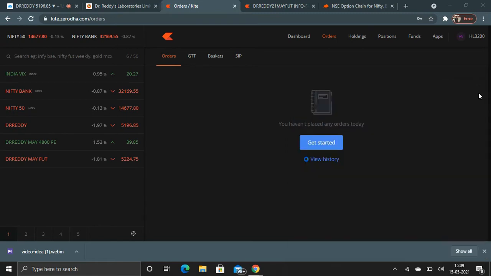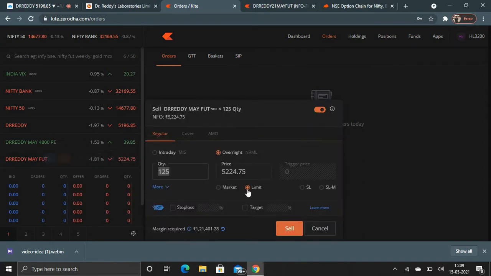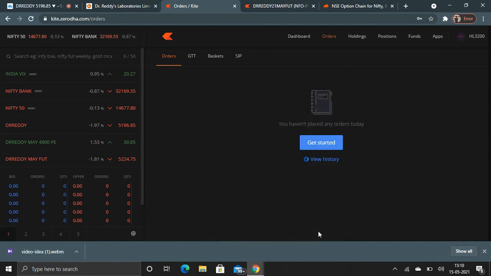Based on this analysis, we can make different strategies. That is, we can short futures. So the future price is at 5224. The spot price of Dr. Reddy share is 5196. So there is an average difference of 28 rupees premium, right? So to take one position, we have to invest 1,21,000 for shorting Dr. Reddy Laboratory. So let's see the risk reward ratio.